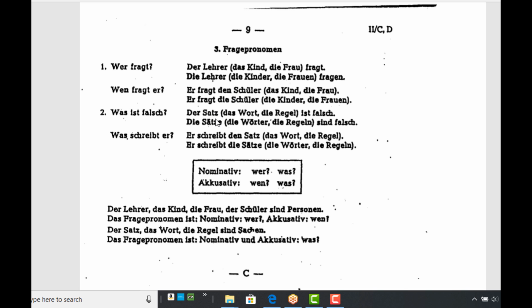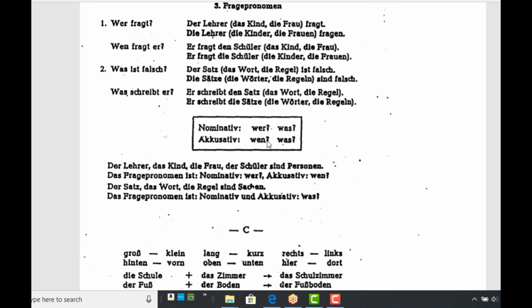Let's see. Der Satz oder das Wort ist falsch. Schreibt den Satz. What would this mean? Schreibt den Satz. What would that mean? He writes the sentence. Yeah, good.